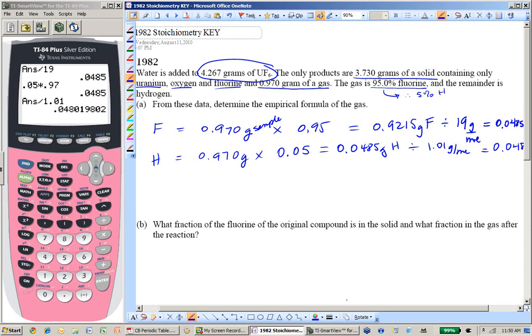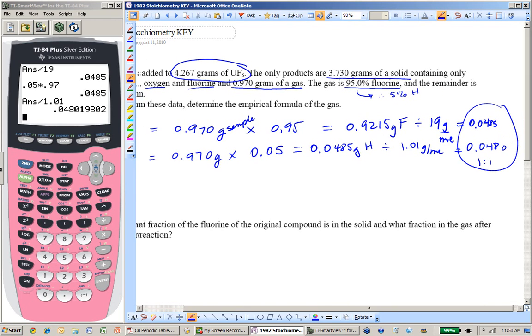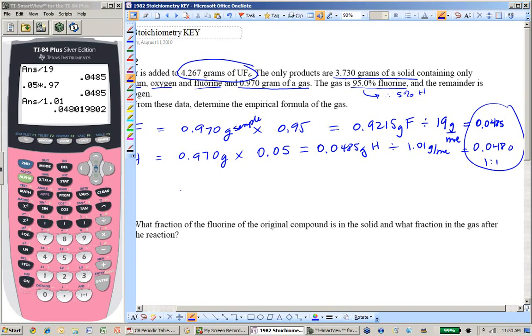At which time we figure out, yeah, we've got basically an HF here. We have 1 mole. So 1 to 1 mole to mole ratio. These are close enough together that you could call that 1 to 1 mole to mole. So therefore the empirical formula is HF.